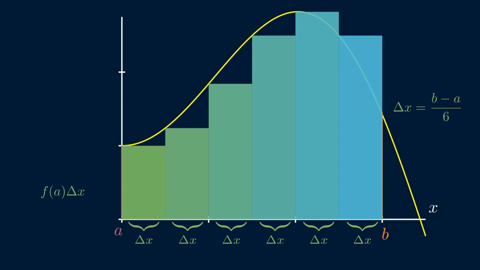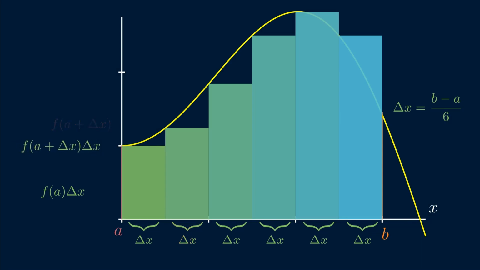As for the second rectangle, its height is precisely the value of the function once we've moved a distance of delta x away from the starting point a. In other words, f evaluated at a plus delta x. So what is the area of the second rectangle? Well, again, it's the width, which is still delta x, times the height, which is f of a plus delta x. So f of a plus delta x times delta x.